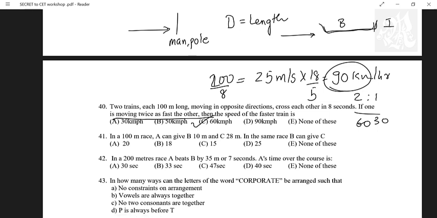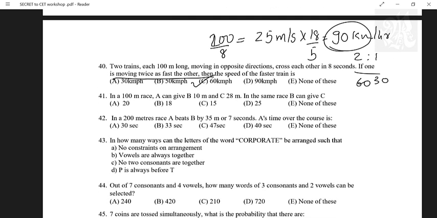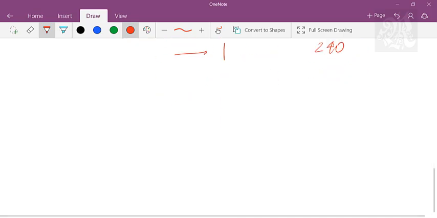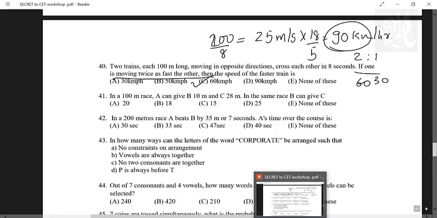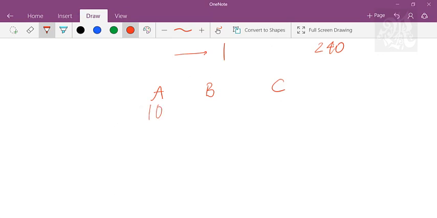Alright, have a look at the next one. In a 100-meter race, A can give B 10 meters and C 28 meters. In the same race, B can give C how much? Now, the simple concept of race can be easily solved by using ratios. So I have A, B and C, 3 people here. A can give B 10 meters and C 28 meters. So when A reaches 100, B will cover 90 and C will cover 72, which is nothing but it can give 10 extra and 28 extra.